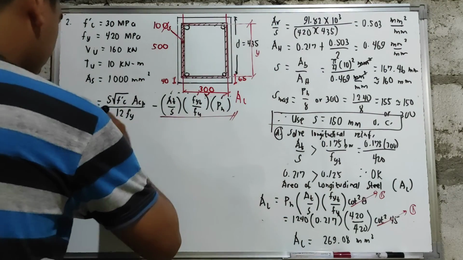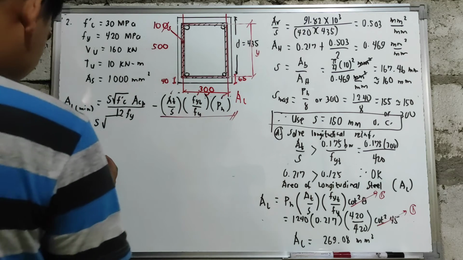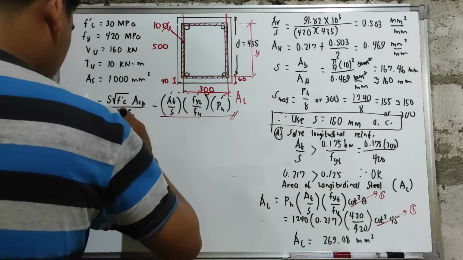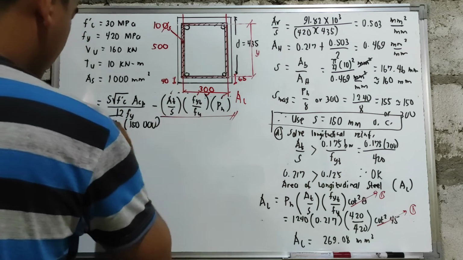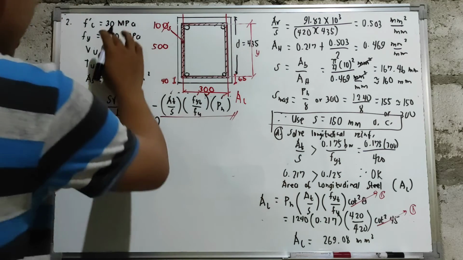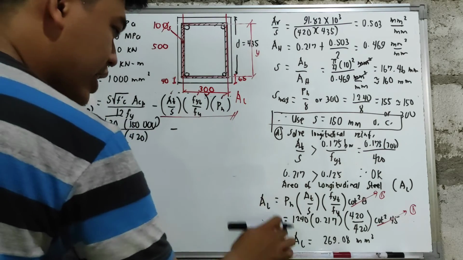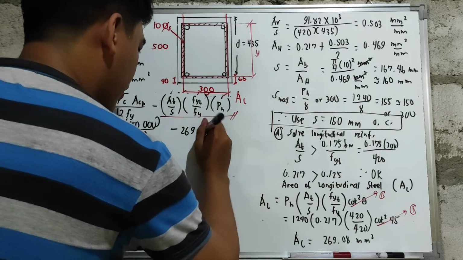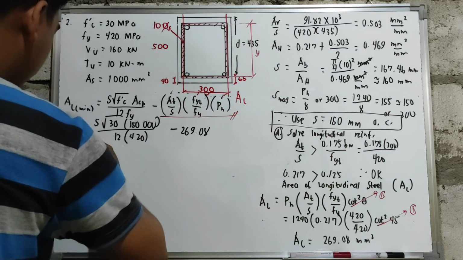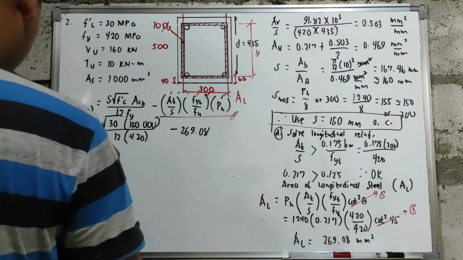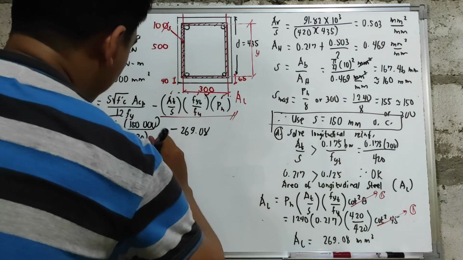So find square root of yung f'c natin, which is given na 30, multiplied by yung Acp natin, that is 150,000, over 12 yung Fy natin na given na 420, minus etong AL natin na 269.08 mm squared. So meaning to say, the value of your AL minimum is now equal to 545.98 mm squared.